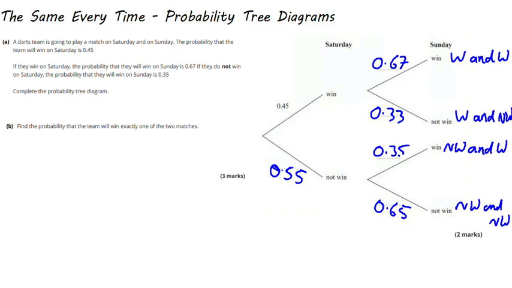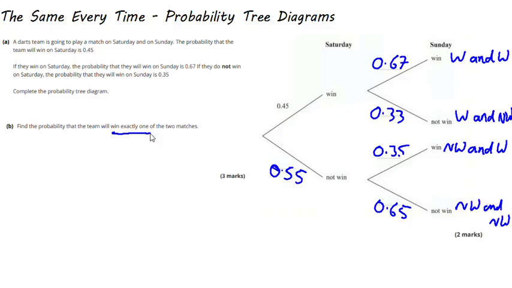So the next part of the question says this: find the probability that the team will win exactly one of the 2 matches. Of course, in these probability questions, we need to know the words that are associated with these questions. We had in a previous video this phrase, at least one. Well, at least one would mean 1 or more than 1. But exactly 1 means, well, it means exactly that.